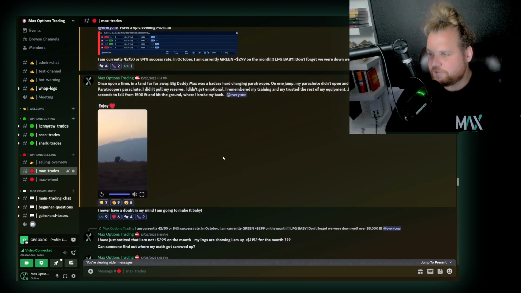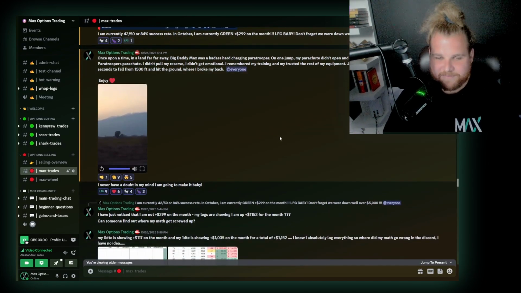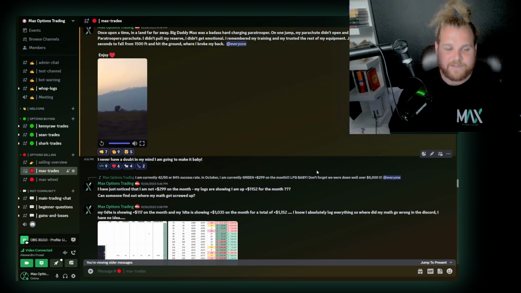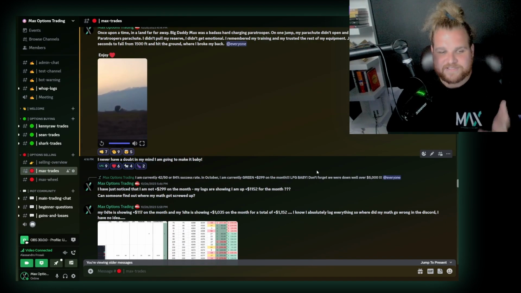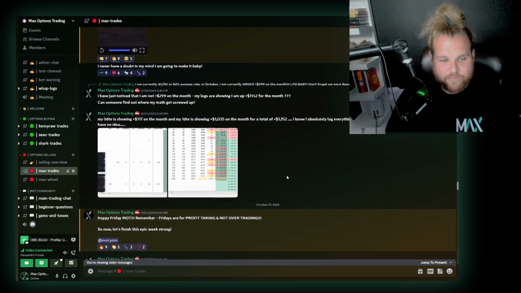I trusted my training. I trusted my equipment, and I trusted myself. And I remembered that experience vividly because throughout the month, I felt such a level of pride after I trusted my strategy. I trusted what I built. I trusted the math, and I trusted myself. And now we were green on the month, ready to go.